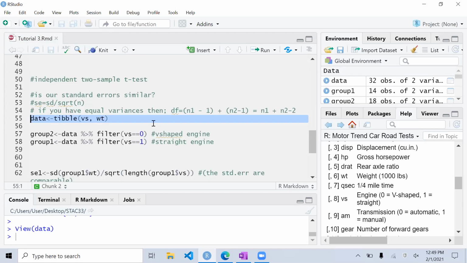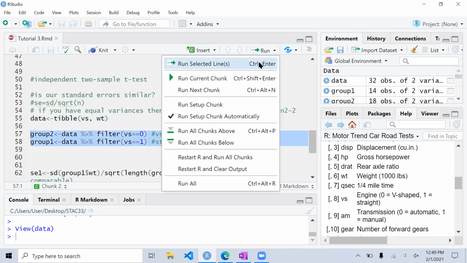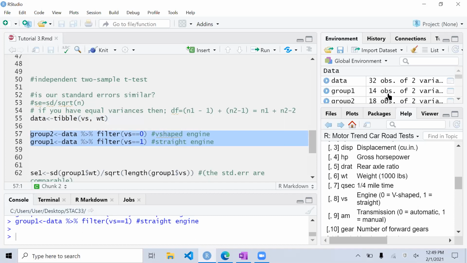And then I'm going to split my data into two different groups. The first group is going to be the V-shaped engine. This is a group where V-shape equal to 0 is the V-shaped engine, and when it's 1, it's straight. So I'm using the tidyverse again, filtering the data based on V-shape equal to 0, which means it's V-shaped, and if it's 1, it's a straight engine. So let me run this. Now you can see that group 1, the straight engine, only has 14 observations, and group 2 has 18.